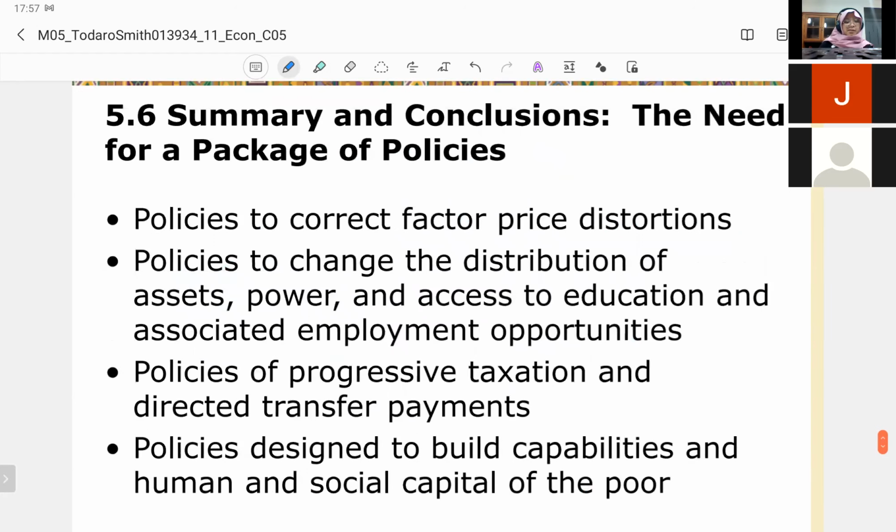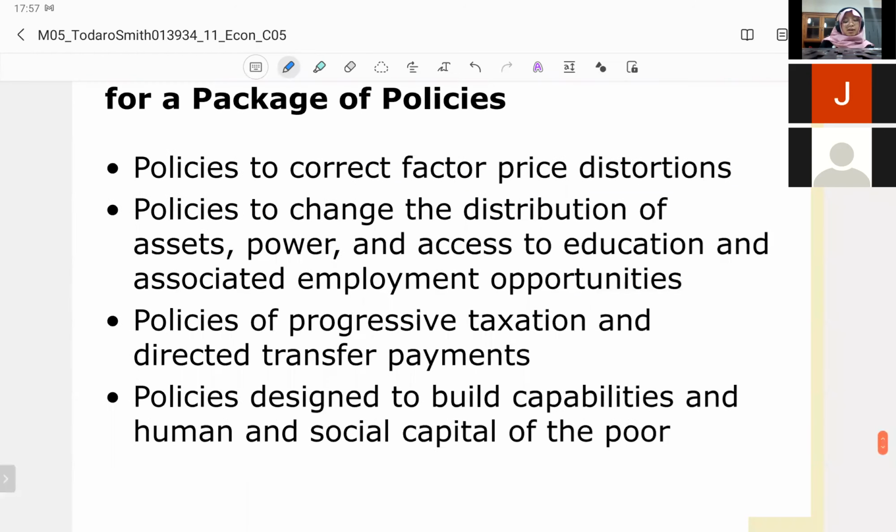Okay, so this is the summary of today's chapter. The need for a package of policy. So we need policy to correct factor price distortion, and then policies to change the distribution of asset, power, and access to education and associated employment opportunities, and then policies of progressive taxation, and then direct transfer payment, and then policies designed to build capabilities and human social capital of the poor. Okay.